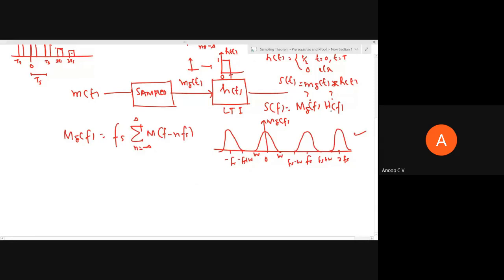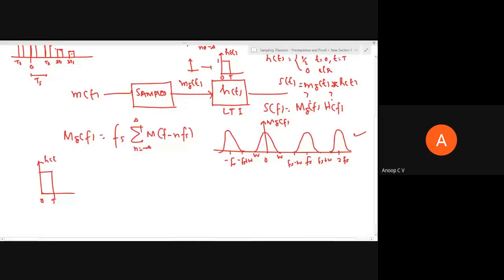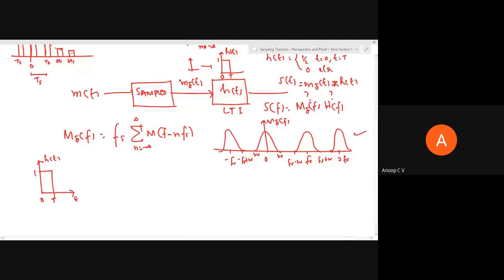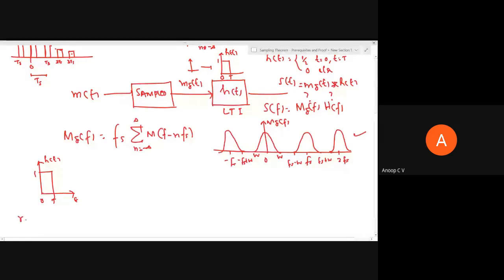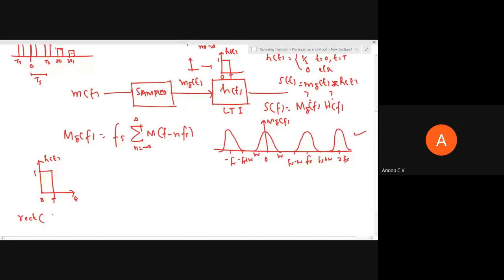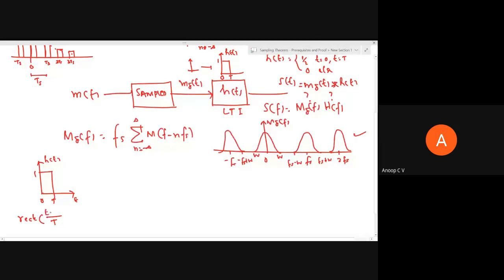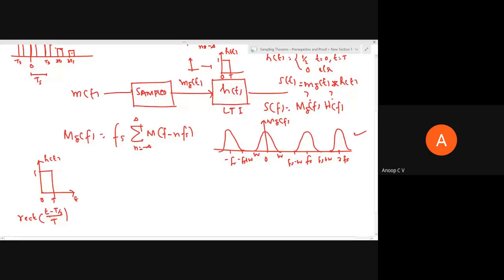Now we should know what h of f is. h of f is the Fourier transform of this impulse response, this h of t. I told you this is a typical rectangular function, rect of t by T, shifted right by an amount T by 2. Normally we would write rect of t by T, but that is shifted right by capital T by 2, so instead of t, I should write t minus T by 2, or we can write it as t by T minus 1 by 2. That also would be fine.